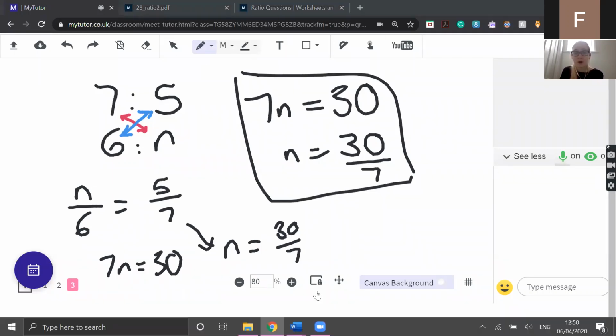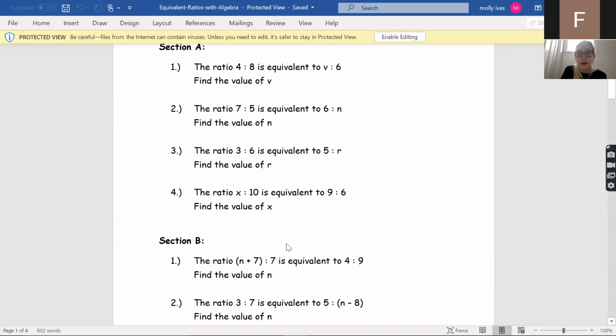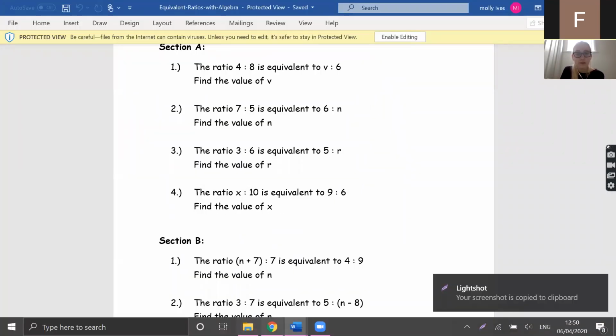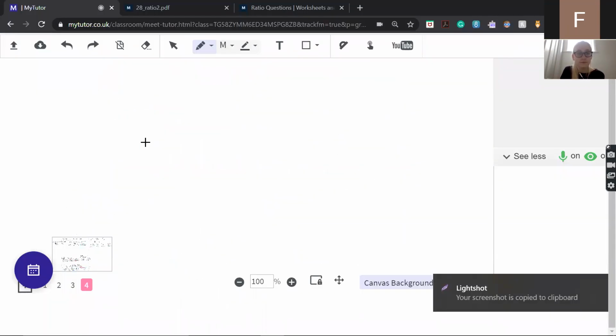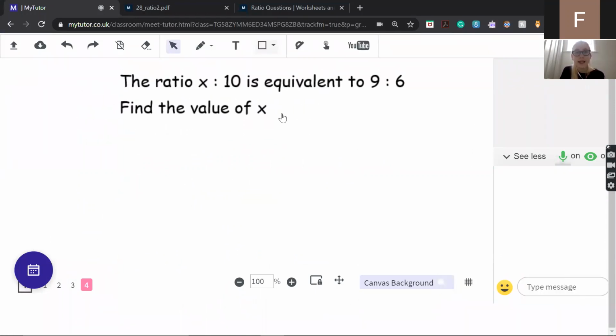So yeah, we'll go over a couple more. Show you the nicest ways. Let's have a look. Let's do this one. The ratio x to 10 is equivalent to 9 to 6. So from now on, unless someone tells me differently, feel free to just shout and ask me to do a different method. I'm just going to do cross multiplication.